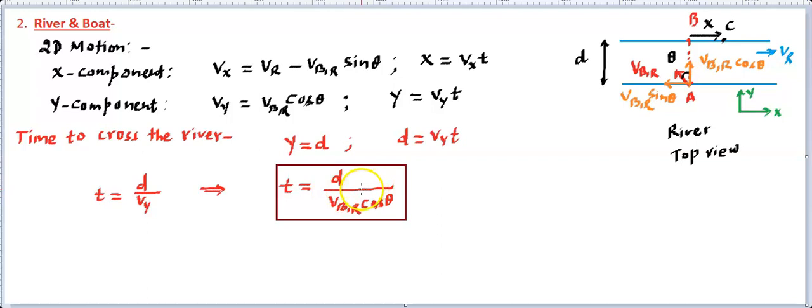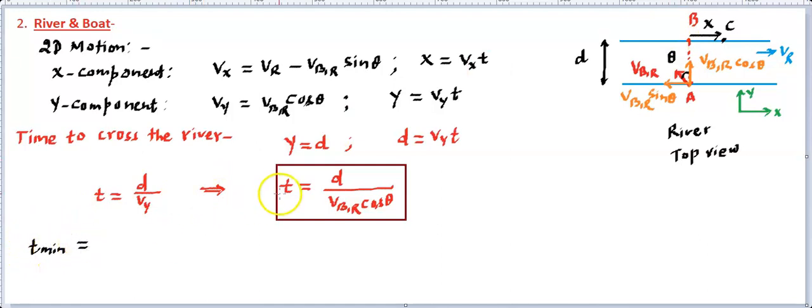But generally it asks what should be the value of theta so that the time taken is minimum, because one of the purposes of a person crossing the river is that they would like to cross the river as quickly as possible, because things being faster is better, so they want it to be done quickly. So what is the minimum time, and at what angle should one start sailing their boat so that the time taken is the minimum? So we can say from here the minimum time, t minimum.